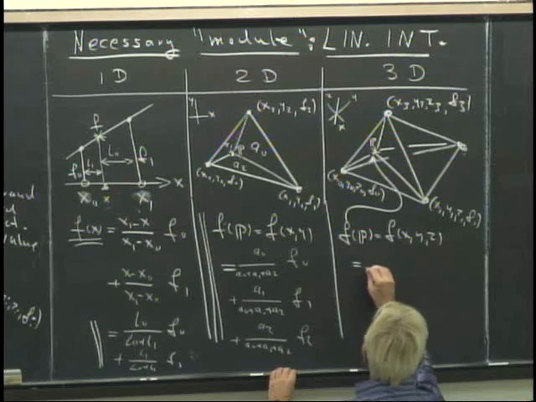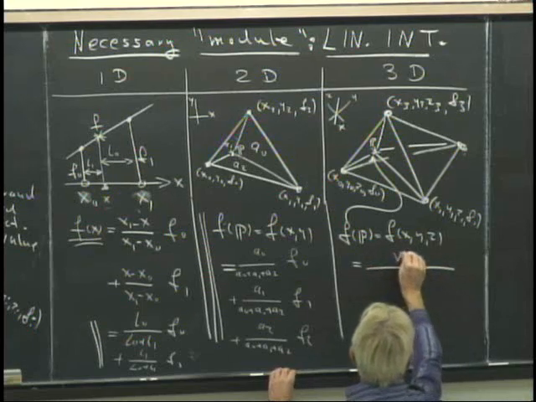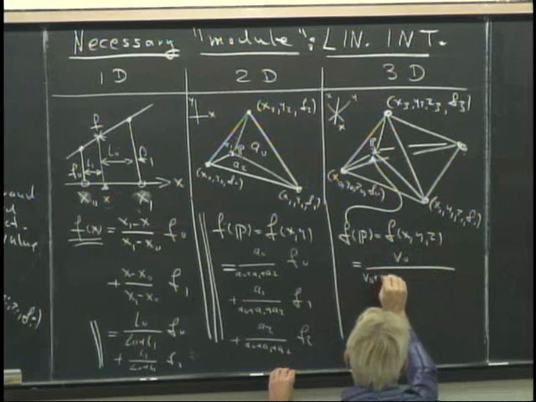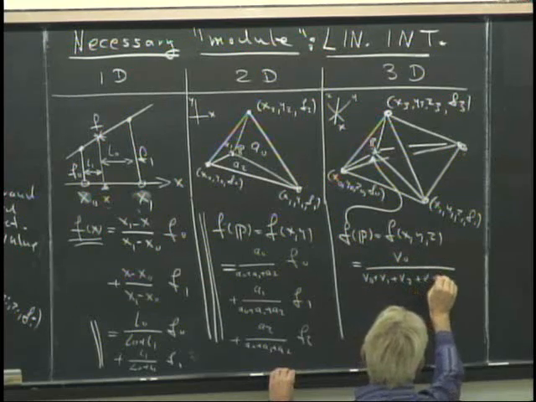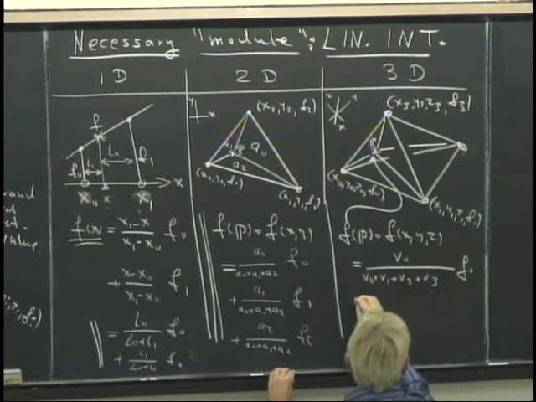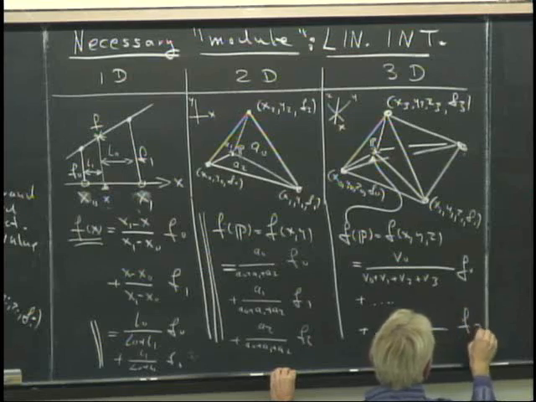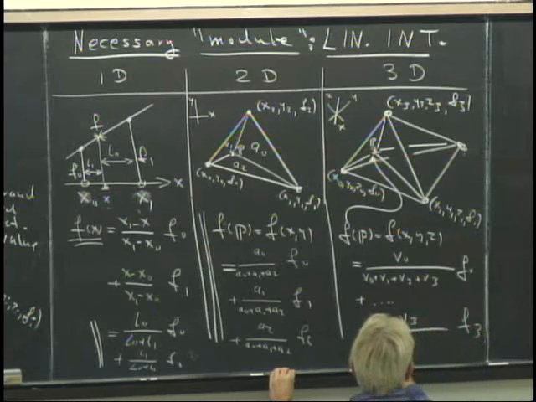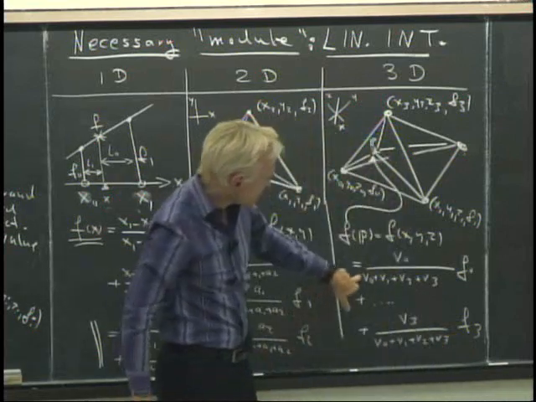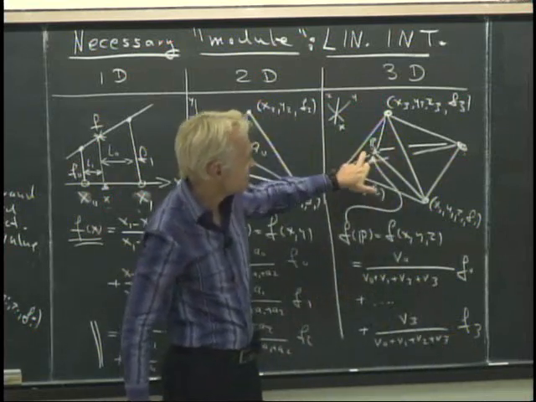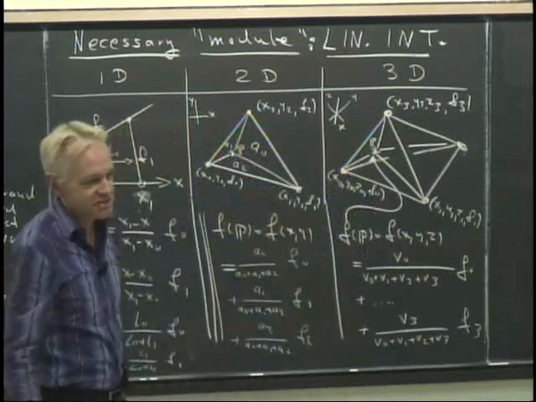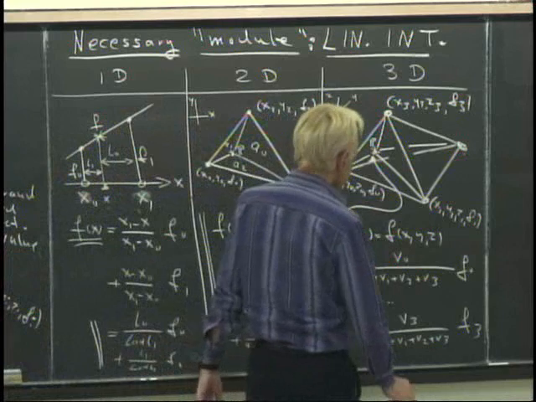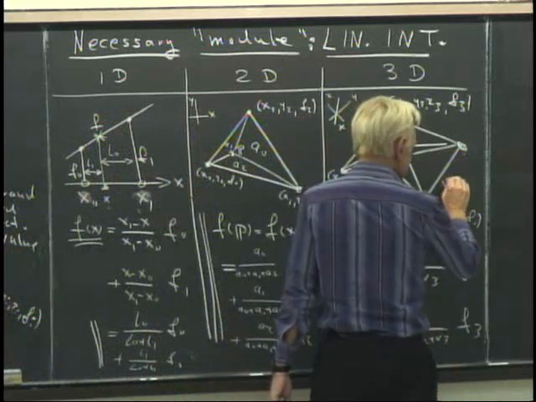So this is, I just write down the first term, so this is volume 0 over the volume 0 plus volume 1 plus volume 2 plus volume 3 times the first corner function value plus, and so on, two more, and then the last one will be the value number 3 times the volume number 3 over all the volumes, volume 0 plus volume 1 plus volume 2 plus volume 3. Okay, and again, these V values are the volumes of these little baby tetrahedra inside the big parent tetrahedron. So V is for volume.